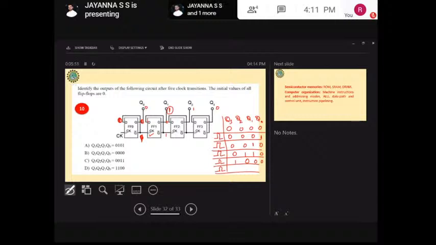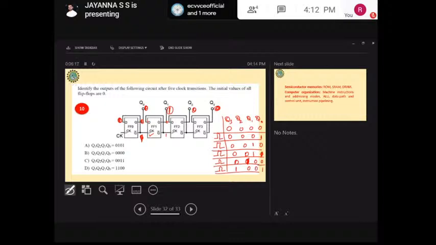Sorry, this one is 0, 1, 1. That means both this one I'm going to get 1, and this one will be 0 here. For the next one, here I'm going to get 0, here I am going to get 1, here I am going to get 0. For the next clock, it is a counter, 1, 0, 0, 1.